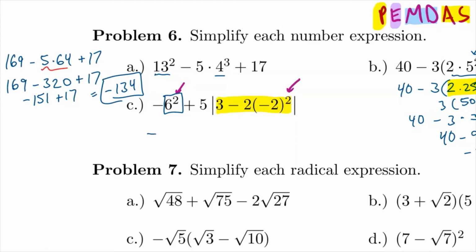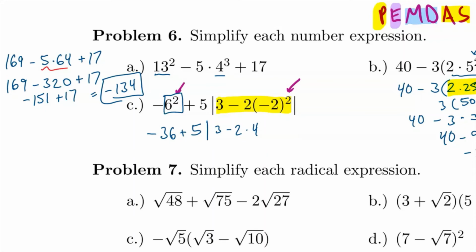So this is negative 6 times 6, so negative 36, and then plus 5 times the expression inside the absolute value. So for that, let me start by tackling the exponent here, and this 2 applies to the negative 2 because the negative 2 is in parentheses. The entire negative and the 2 is affected by that exponent. So we end up with 3 minus 2 times positive 4.